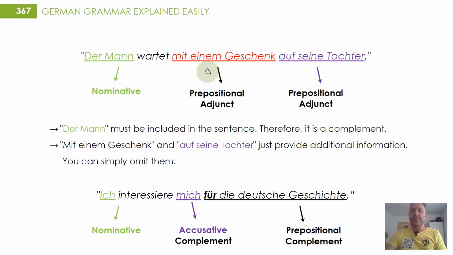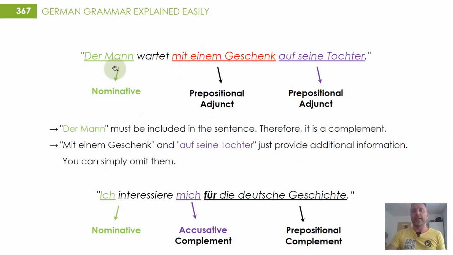Here we have: Der Mann wartet mit einem Geschenk auf seine Tochter. So, the man is waiting with a present for his daughter. Here we have obviously a nominative complement because it's a subject, so we cannot drop that. Then we have the verb, and then we have two additional pieces of information that are not necessary. Nice to know, but it's not necessary to actually put them there. The sentence works even if you put the period right here.